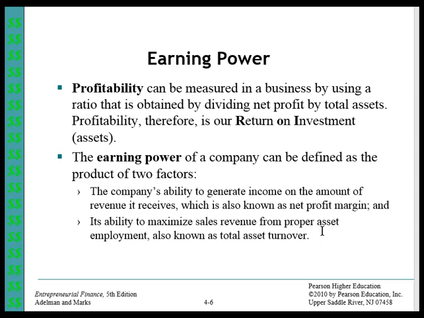So again, profitability is measured many different ways. We can look at it relative to sales. We can also look to it relative to assets. In this case, they're talking about return on investment or return on assets. If you remember a previous video, we also talked about something called the basic earning power of the company. So earning power is defined two ways. Our ability to generate income based on the revenue that it sees. This is net profit margin. And also our ability to maximize sales based on the assets that we've purchased. This, relatively speaking, is what's referred to as the total asset turnover ratio.